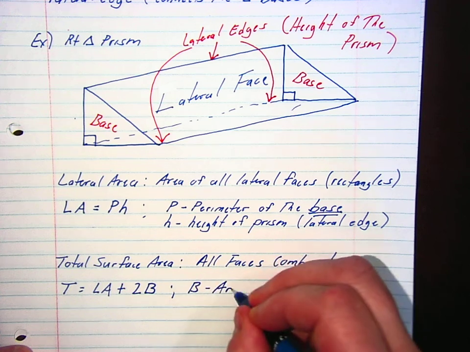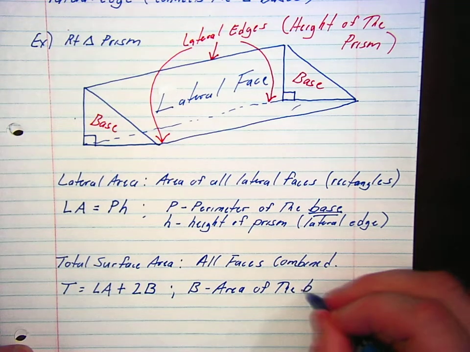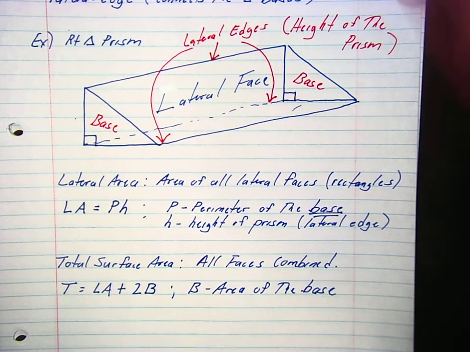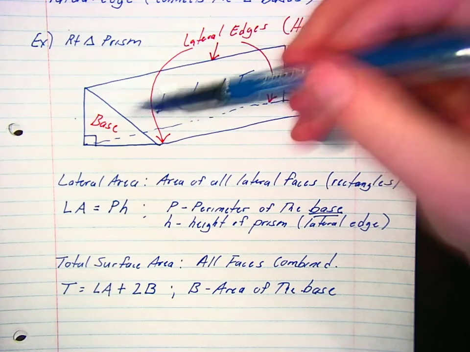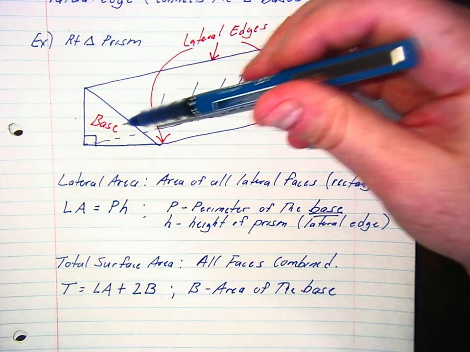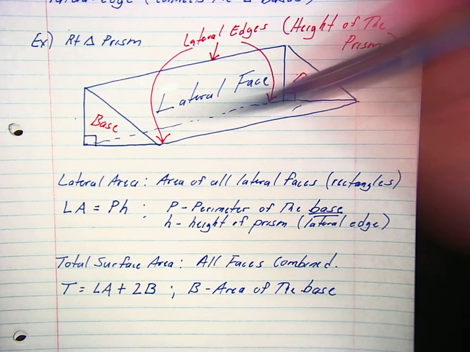means the area of the base. Now, in this problem, the base is a triangle. In other ones we're going to do, it's going to be a rectangle. It can be a trapezoid. It can be an octagon. So the base is going to change shapes all the time.